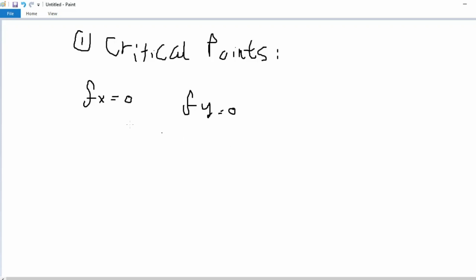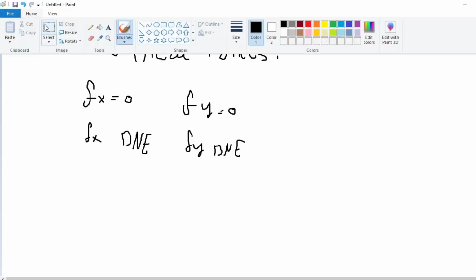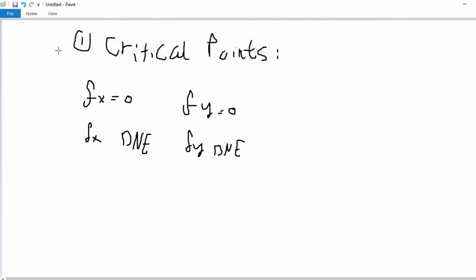Also, there is another way. If, for example, the partial derivative with respect to x or the partial derivative with respect to y does not exist, the denominator, you can say. So either way, equal to zero or DNE, does not exist. This is the first thing to find, or the first step.